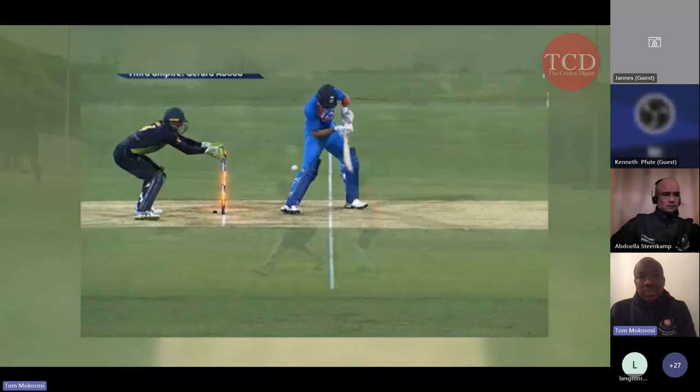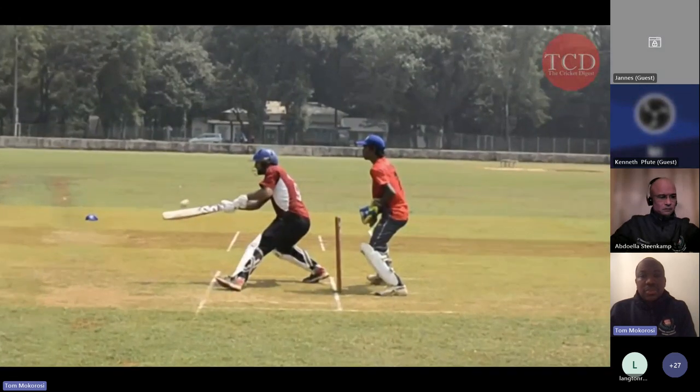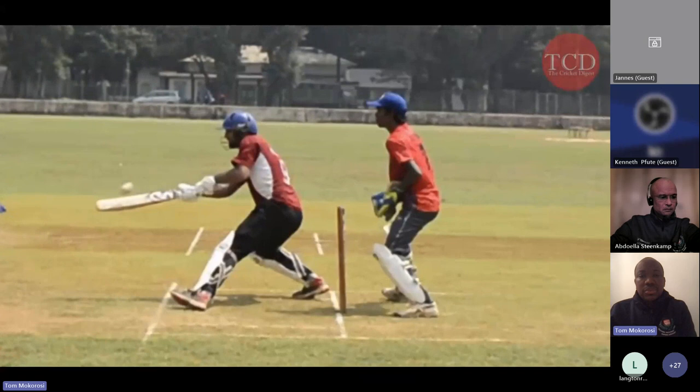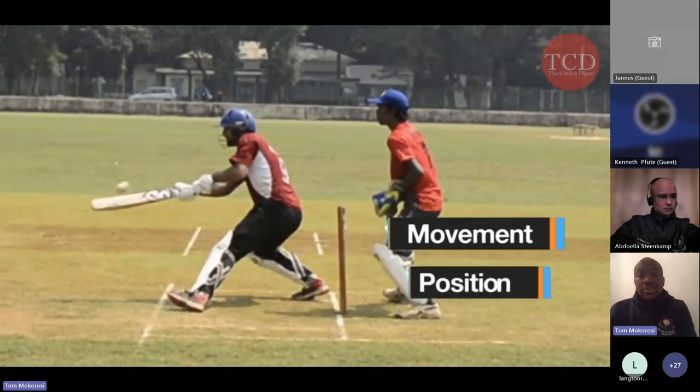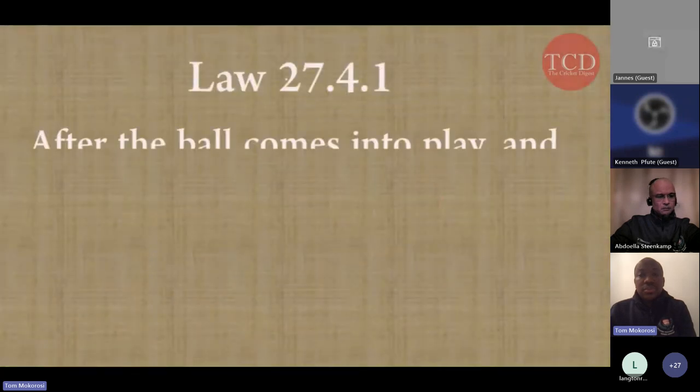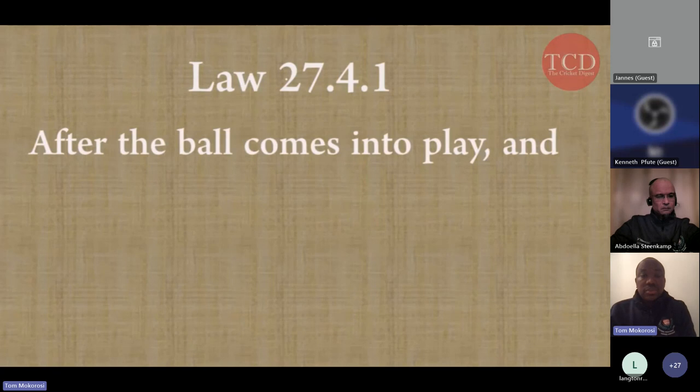Well, let's find out. Before going any further, let us take a look at the restrictions a wicketkeeper has. He has restrictions both on his movement and position. According to cricket law, after the ball comes into play, well, to know when the ball comes into play, watch the above video.